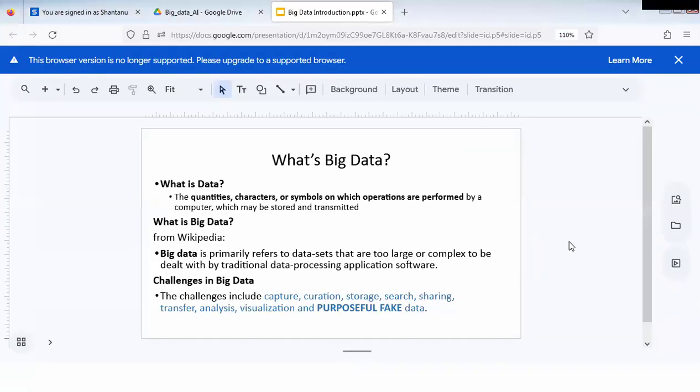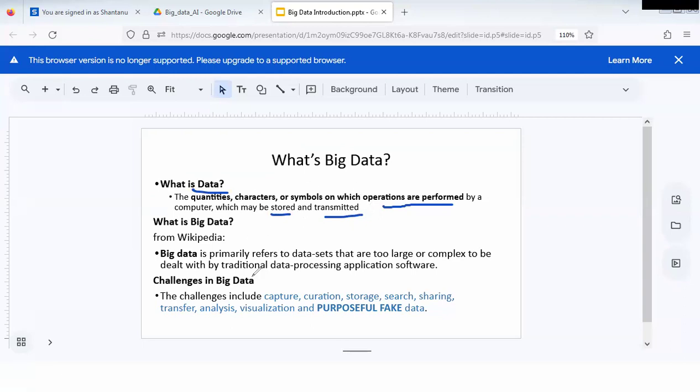Yes, so to summarize this slide, हमने बहुत कुछ discuss किया है slide पे. The point is to understand that data is quantities, characters and symbols. Data में क्या point है? Operations can be processed by a computer, which can be stored and transmitted. वो data है. कंप्यूटर में प्रोसेस होना चाहिए, कंप्यूटर में स्टोर होना चाहिए, ट्रांसमिट हो सकता है, that is data.